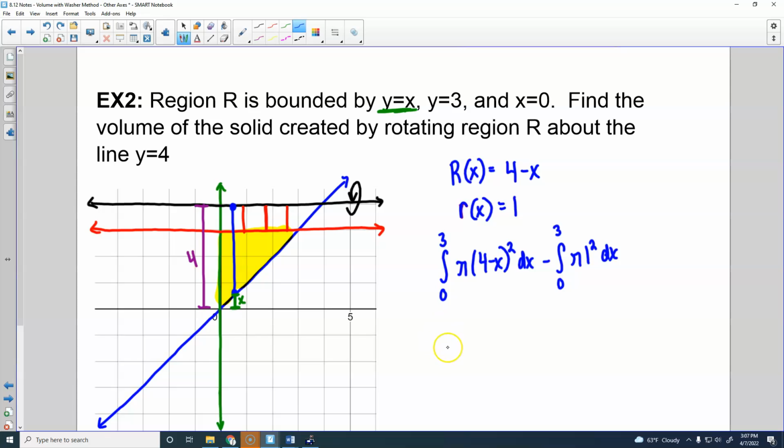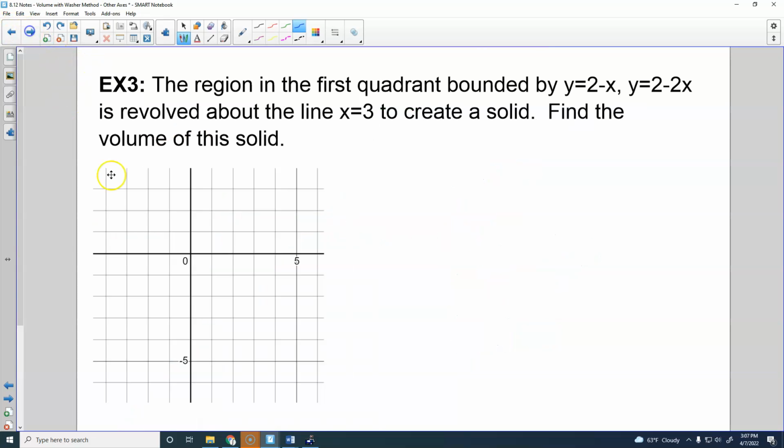And so if we want to simplify that a little bit before we type it into the calculator, we could pull the pi out front. We would have 4 minus x squared minus 1 dx. And we would evaluate that. Because I want to set up the last one, I'm not going to type that into the calculator right now, but you could get the idea. All right, last one.